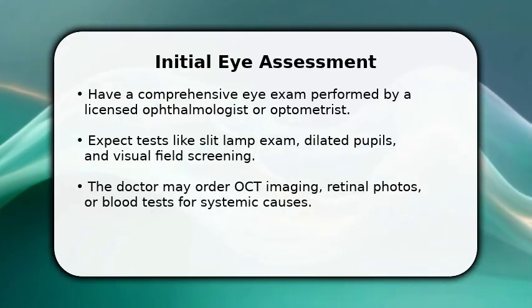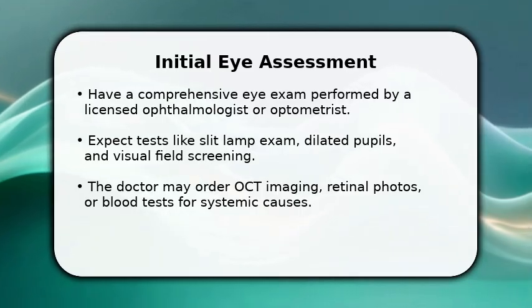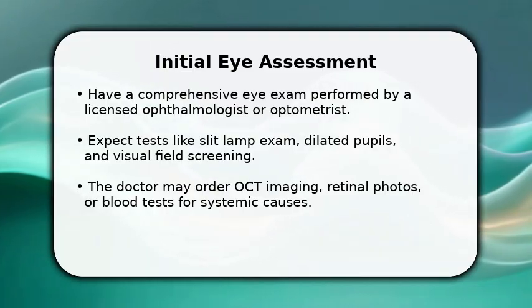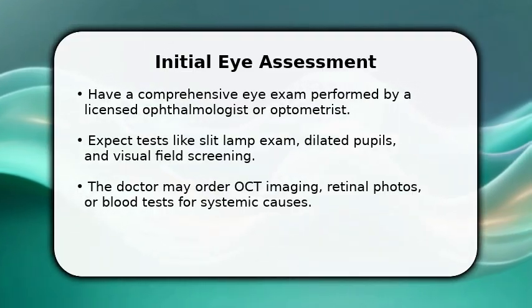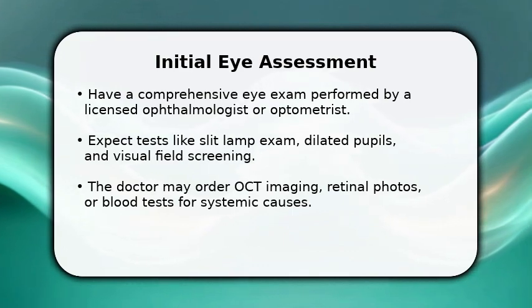Expect tests like slit lamp exam, dilated pupils, and visual field screening. Results guide treatment options such as glasses, contact lenses, or medical therapy. The doctor may order OCT imaging, retinal photos, or blood tests for systemic causes.